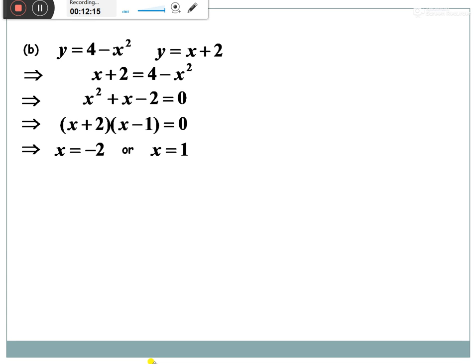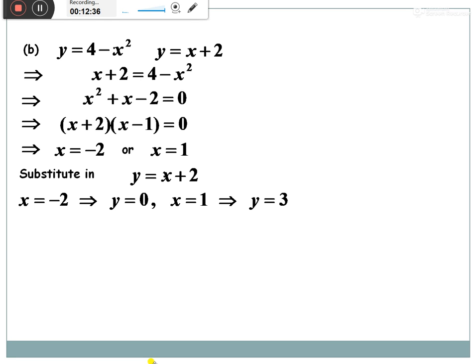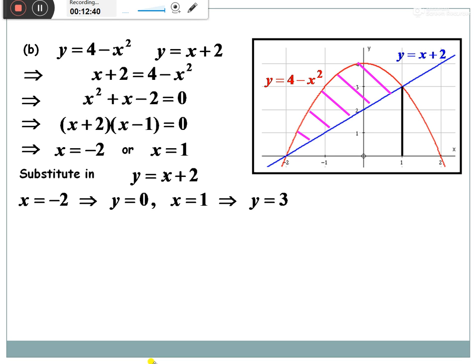And now substitute x is equal to minus 2 in the line y is equal to x plus 2 to find the coordinates of the point of intersection. When x is equal to minus 2, y is equal to 0. It means one point of intersection is (minus 2, 0). And second, when x is equal to 1, y is equal to 3. The second point will be (1, 3). And now we have to draw the graph.